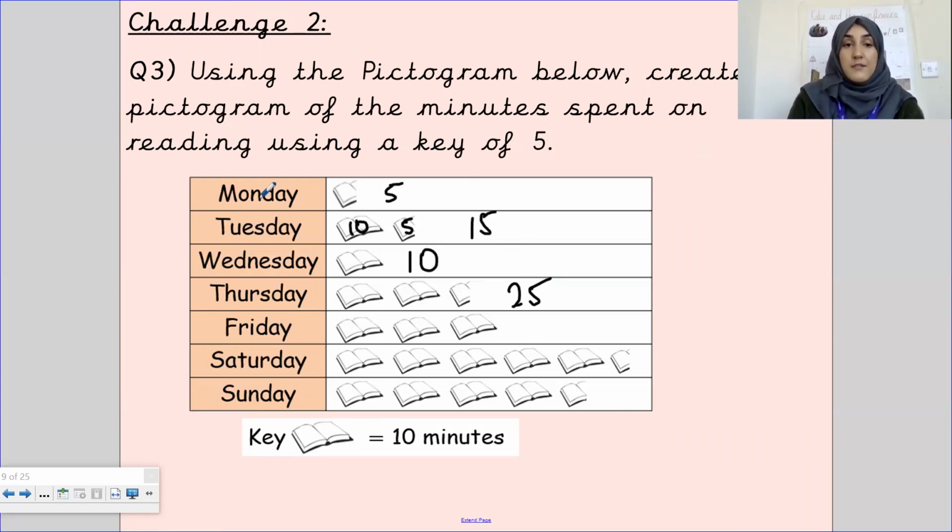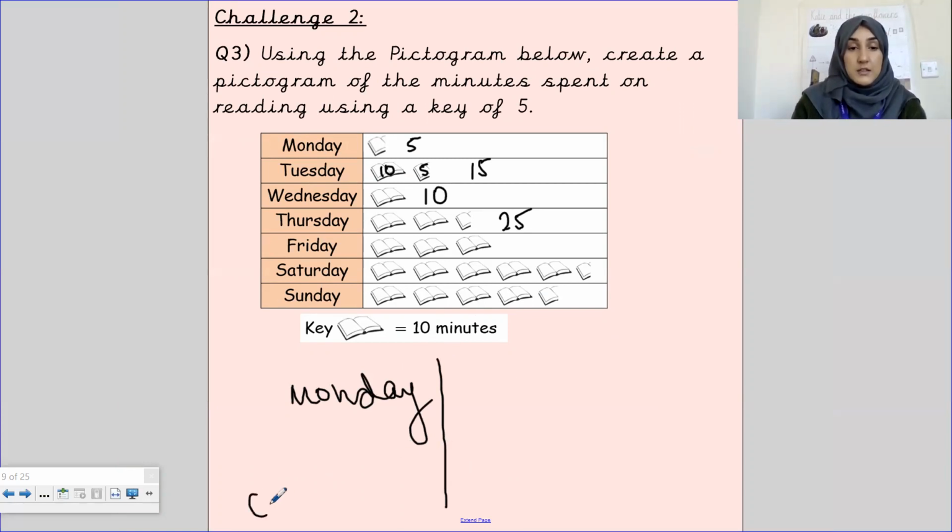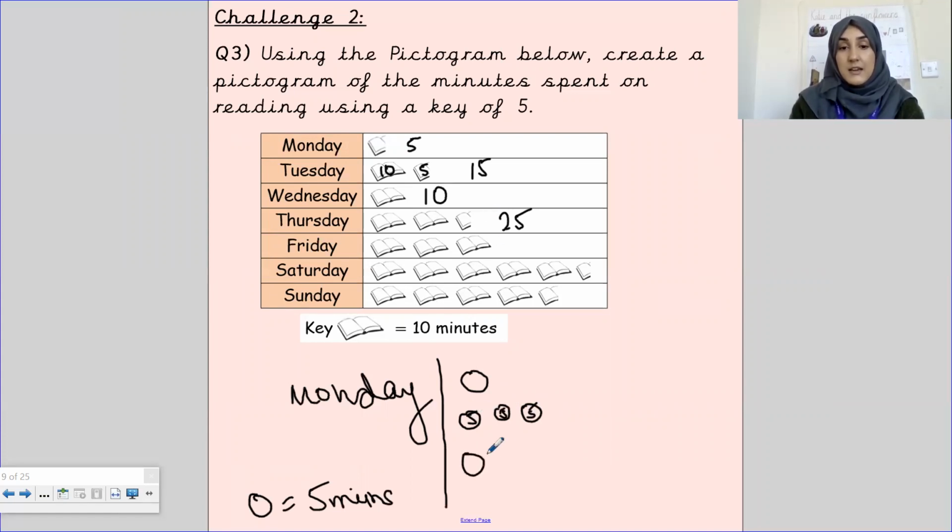So for example, for this same reading, I might do, let me extend the page, I might do on Monday, and I'm going to use a key of, let's just say a circle equals 5 minutes. So on Monday, 5 minutes of reading took place. Now on Tuesday is 15, so it'll be 1, 2, 3, because each circle represents 5, so that's 15. Next, on Wednesday it was 10. So that is what your expectation is for this question.